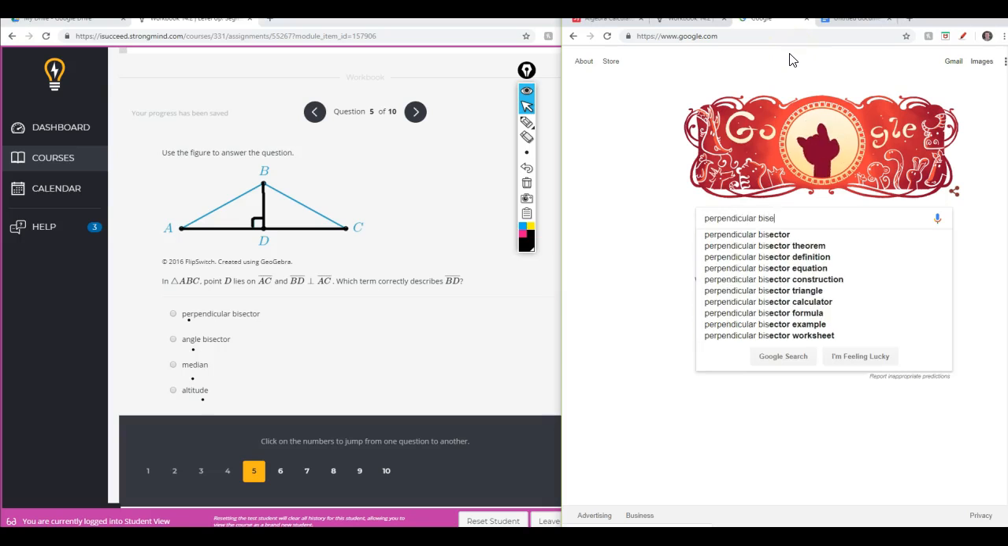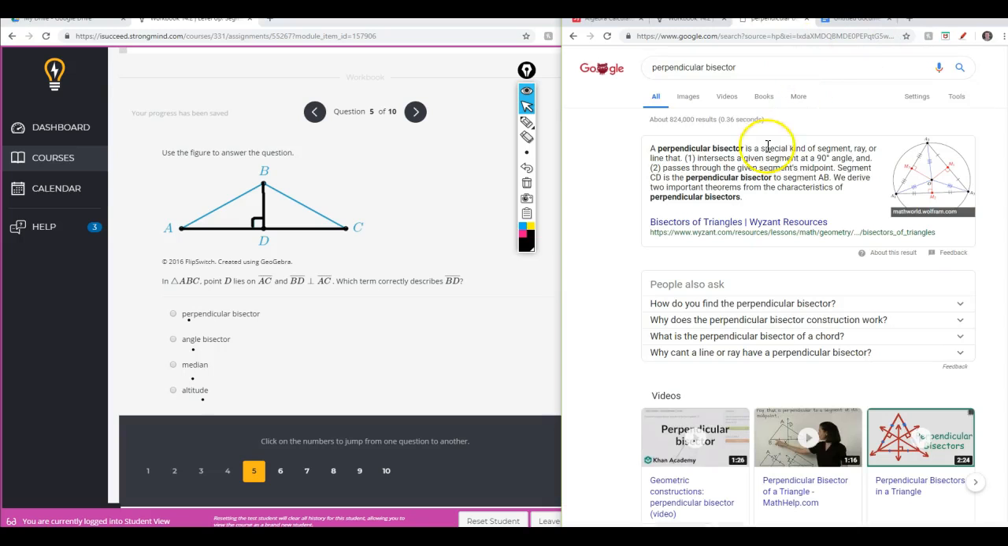Perpendicular bisector. A perpendicular bisector is a special kind of segment, ray, or line that one, intersects the given segment in a 90-degree angle. Okay, we have that requirement. And two, passes through the given segment's midpoint. We don't have that requirement because it's not stated that this segment A to D is the same length as this segment D to C. So we don't have that one, so it's not a perpendicular bisector.